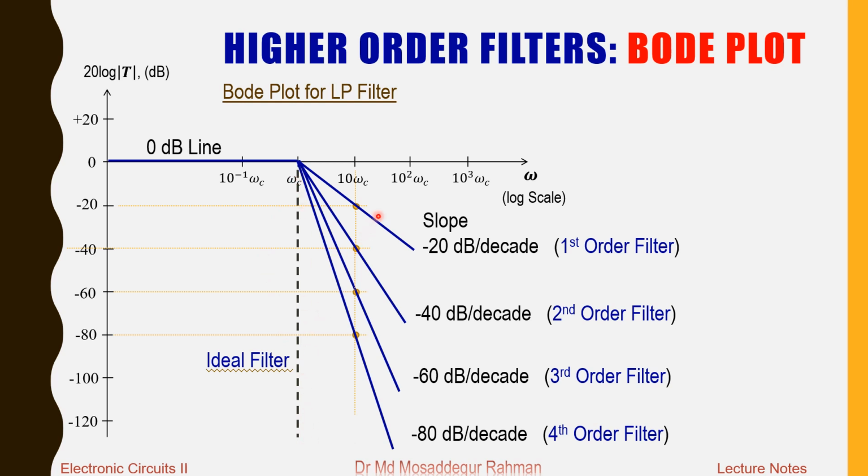But in practical filters, gain falls at a steady, constant rate. And the higher is the order, the faster is the rate of fall, and the closer it will get to that of the ideal filter. So from this we can say that the characteristics of a higher order filter will be closer to that of the ideal filter, and the higher is the order, the closer it will get to an ideal filter.